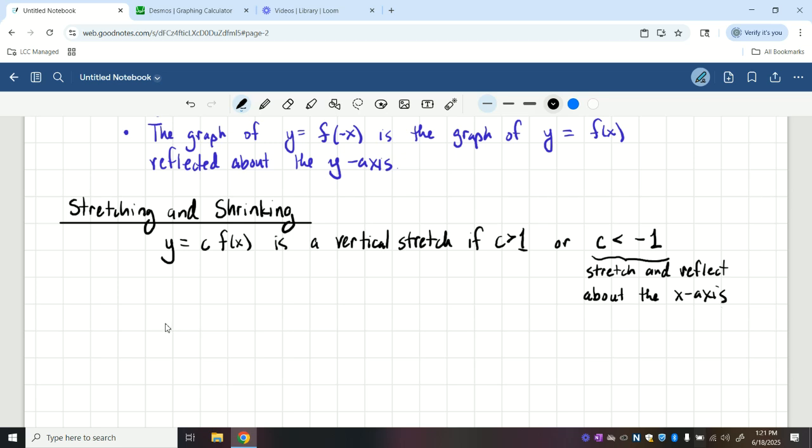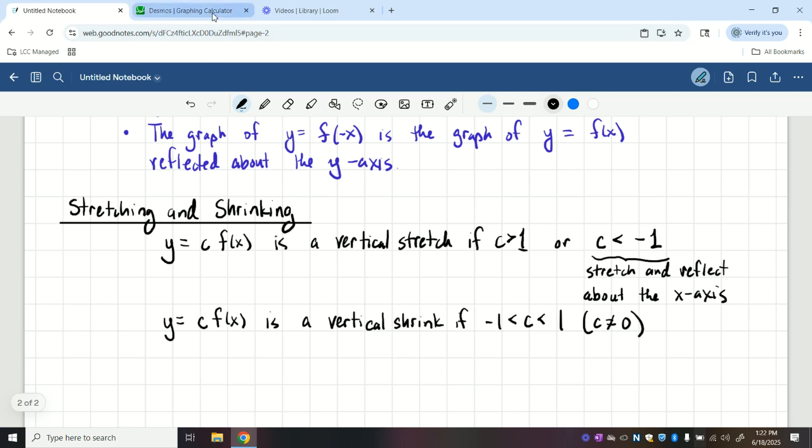And then y equals c times f of x is a vertical shrink if c is between negative 1 and 1, with c not being equal to 0, because if c is equal to 0, then you just have the x-axis, y equals 0. Okay, so once again, if c is between negative 1 and 0, you get a reflection and a shrink.